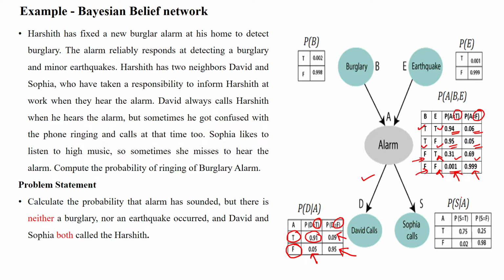And for the probability of Sophia making the call: when the alarm is ringing, true, the possibility of making the call is 0.75, but due to listening to music with high volume, the possibility of not making the call is 0.25. And when the alarm is not ringing, the possibility of calling Harshit is 0.02, and of not making the call is 0.98.